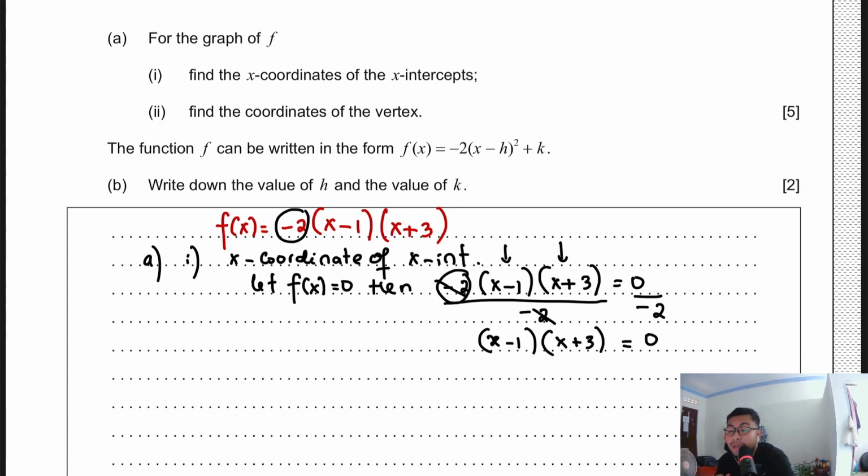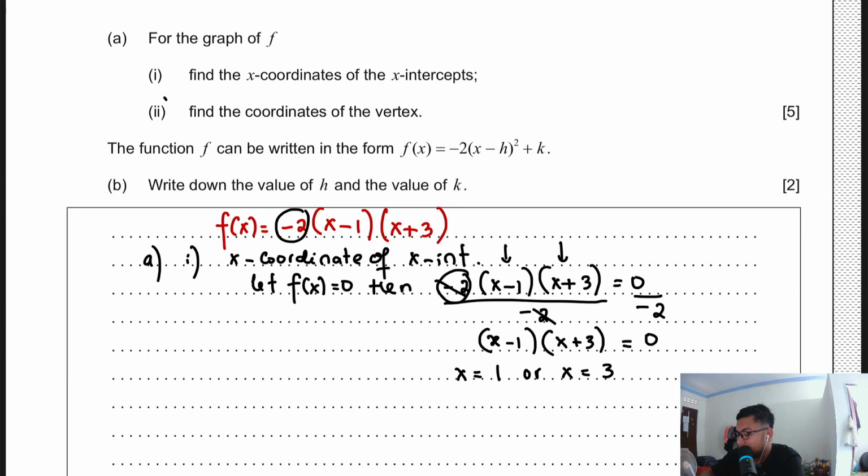The reason why: whenever you're trying to find the x-intercept, you don't have to care about the negative 2 or the number in front of everything, the constant. We only focus on x minus 1 and x plus 3, equate both of them to 0, and then find x. So that means x is going to be equal to 1 or x equal to 3.